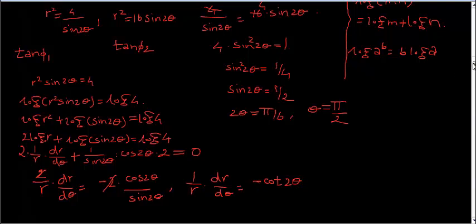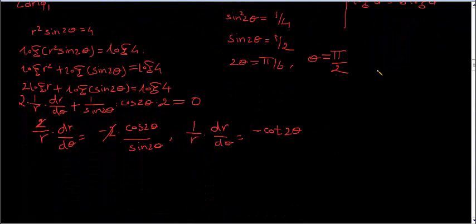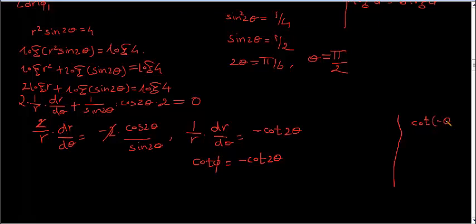We know that r into d theta by dr is tan phi. So 1 by r into dr by d theta is reciprocal of tan, that is 1 by tan phi, which is equal to cot phi. Cot phi is equal to minus cot 2 theta. We know that cot of minus theta is equal to minus cot theta. So here we can write this RHS as cot of minus 2 theta. Therefore phi is equal to minus 2 theta. Let us call this as phi 1.